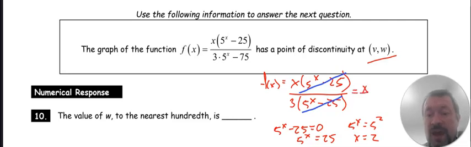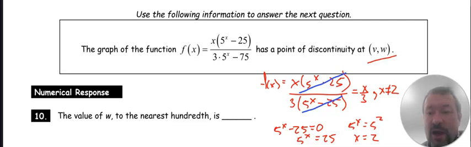Now, if I go back to my original function, that means that that whole expression there is going to be equivalent to x over 3 so long as x is not allowed to equal 2. Because when x is 2, that's where I'm going to get that division by 0. That's where it's going to be undefined. That is going to be the hole in the graph.